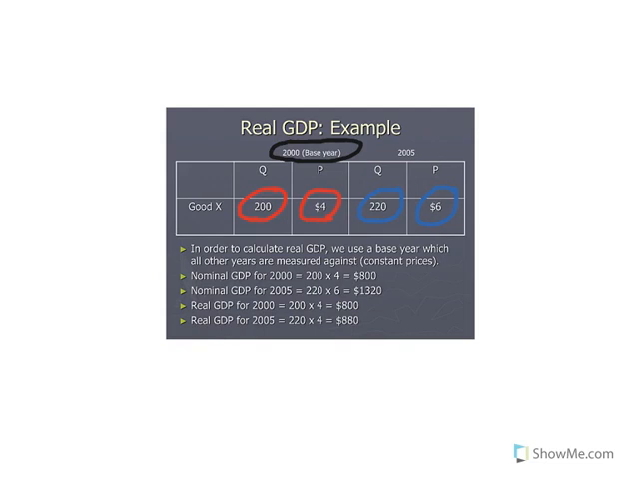Now, nominal values are easy to calculate because nominal is just price times quantity. So if I want to know what the nominal value of GDP in 2000 is, I would just multiply 200 times 4, and I would come up with $800. So I can see that right here. In other words, here's the nominal value of GDP in the year 2000.